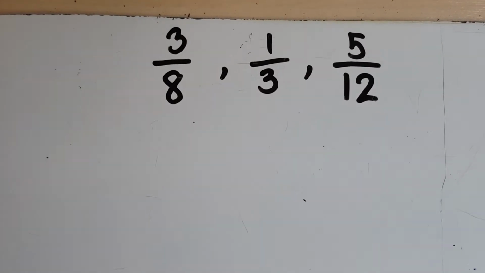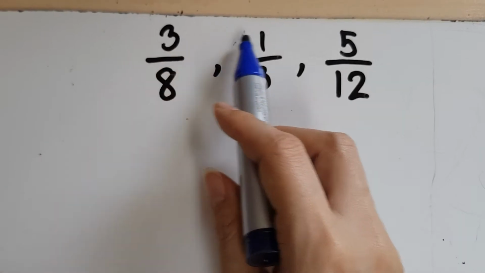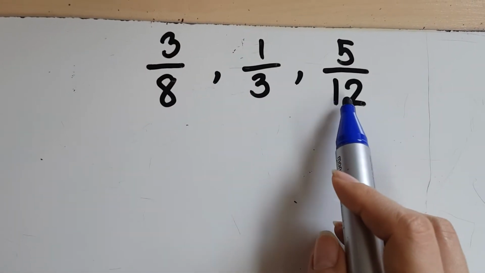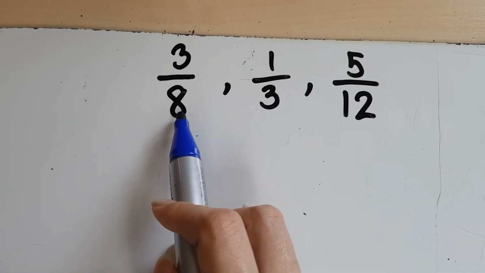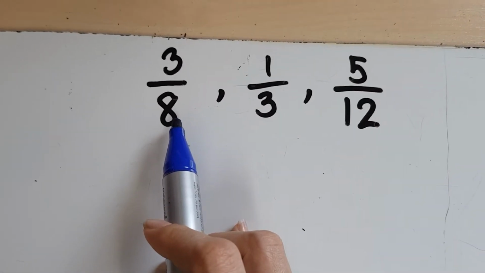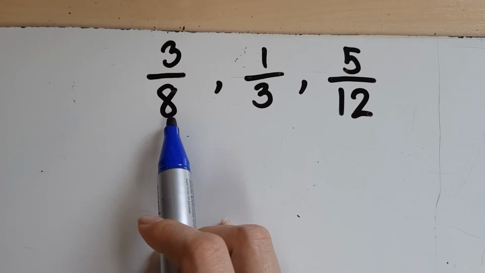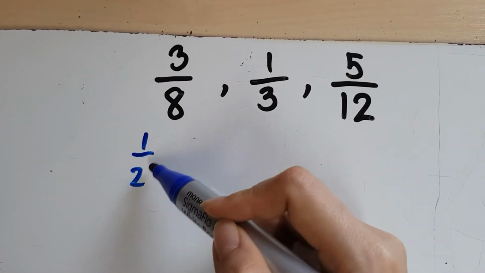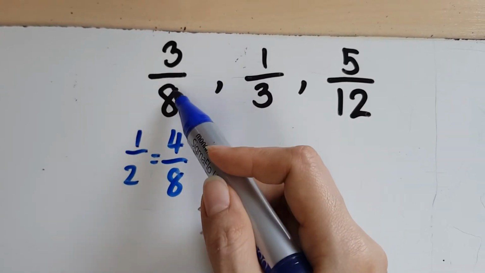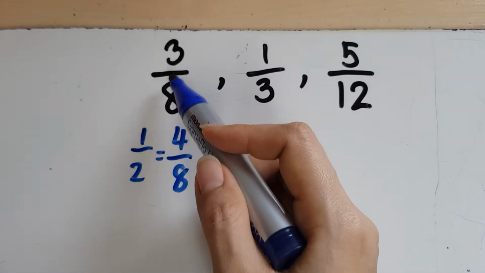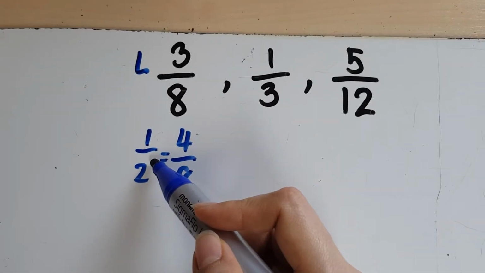To speed it up, I'm just going to start by checking: all the numerators are different, all the denominators are different, so I'm going to compare to half. If we have 8 pieces, half would be 4. But we only have 3 here, 3 eighths and 4 eighths. 3 eighths is smaller, so 3 eighths is less than half.